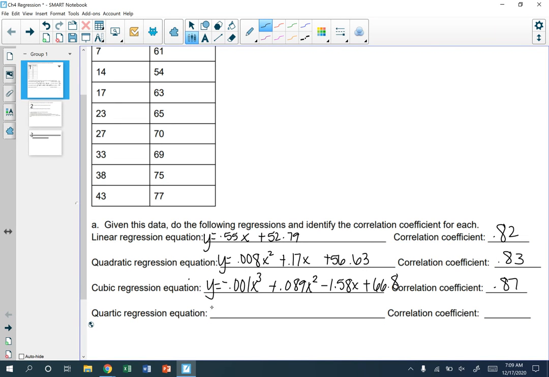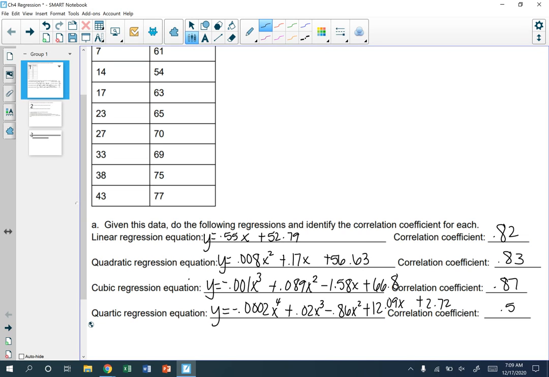So I had y equals negative 0.0002x to the fourth plus 0.02x cubed minus 0.86x squared plus 12.09x plus 2.72, was that y-intercept. And then my correlation coefficient was 0.5.